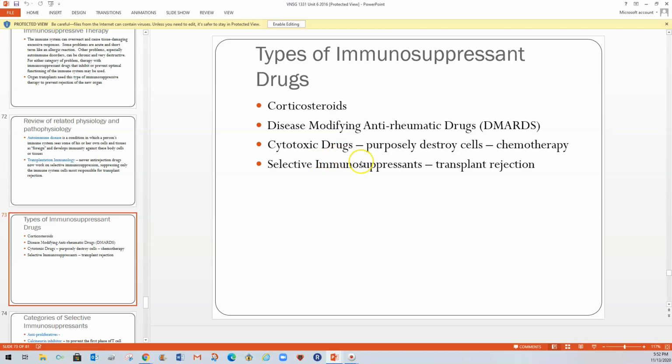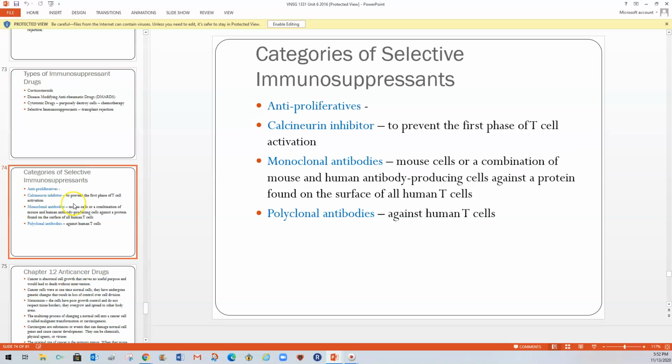Cytotoxic drugs purposely destroy the cells, like chemotherapy, and then the selective immunosuppressants. And those can be anti-proliferatives, calcineurin inhibitors, monoclonal antibodies, and polyclonal antibodies, and how they work. Let me look at that chapter.